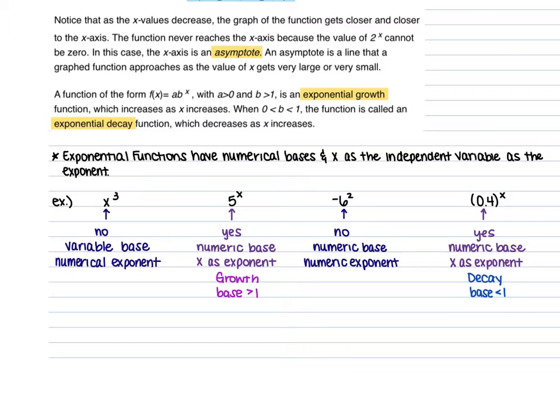If you look at your third example, the negative 6 to the power of 2, that does not have an exponent that's a variable, so that one is not an exponential function. Then your last one, you have 0.4 to the power of x. That one is, and then your numerical base is your 0.4. Because your base is less than 1, that one's a decay.